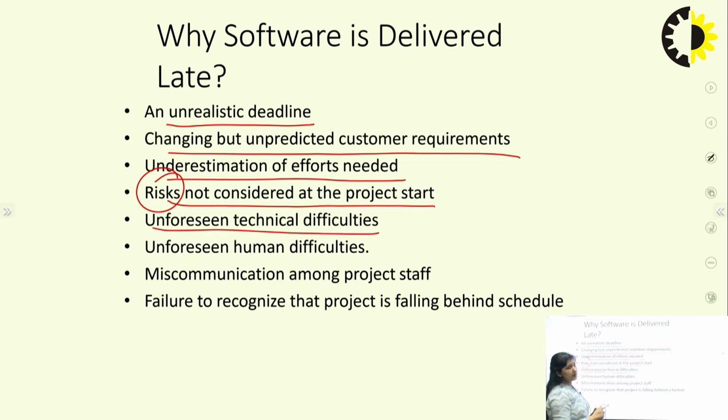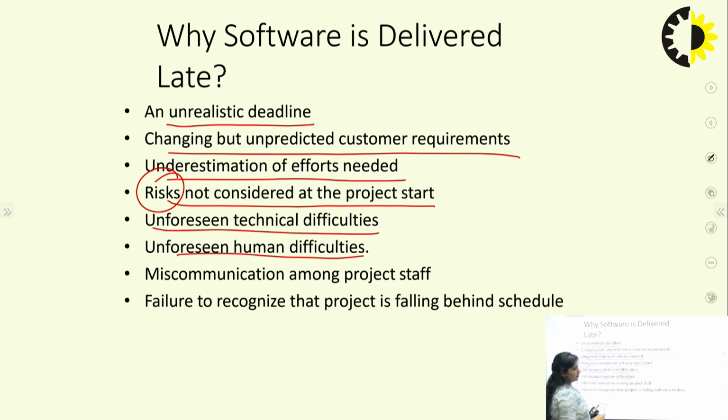Unforeseen technical difficulties. What are the technical difficulties that can occur? Like the server is placed somewhere else, the network is not working, or on the client side we do not have any developer. So these are the unforeseen technical difficulties.